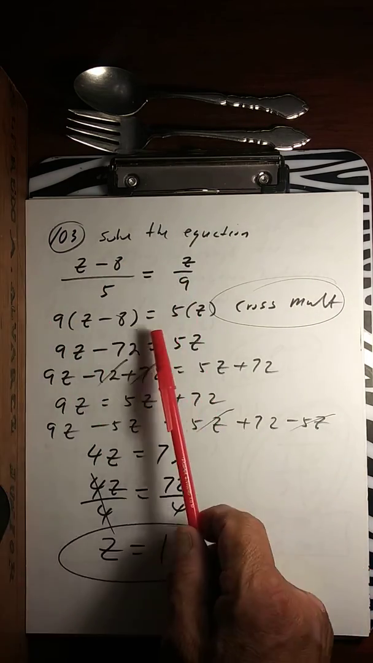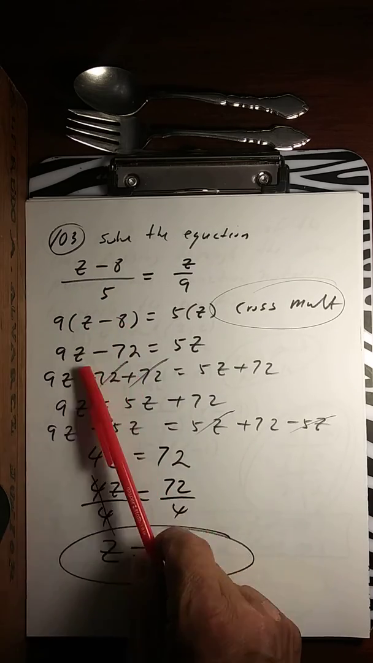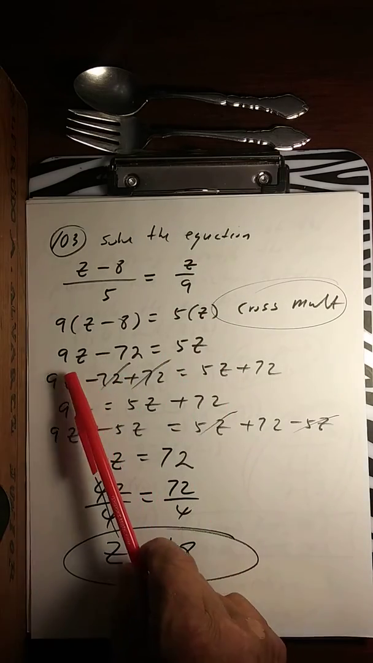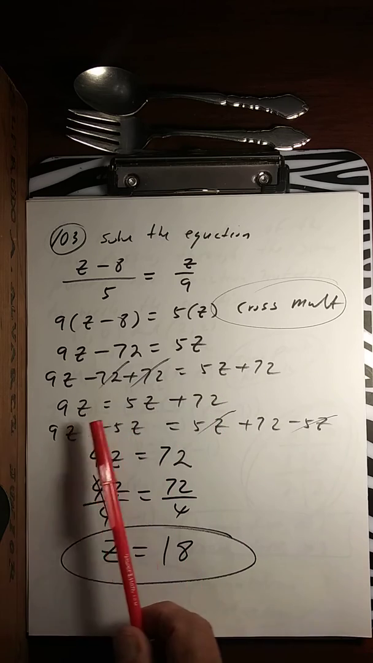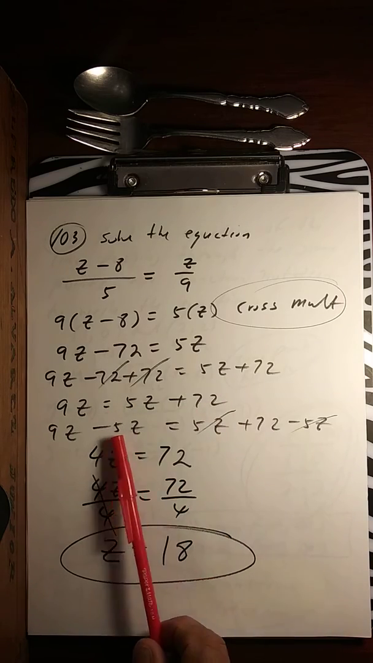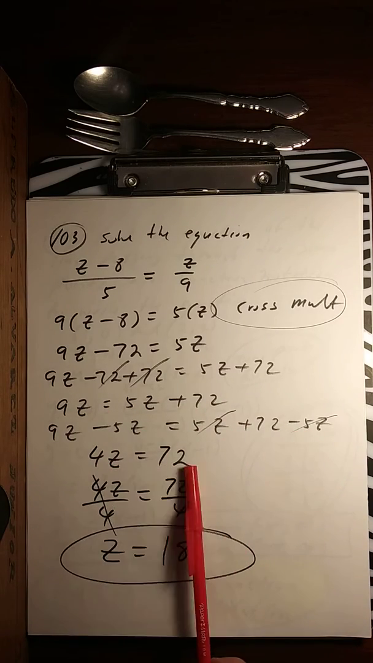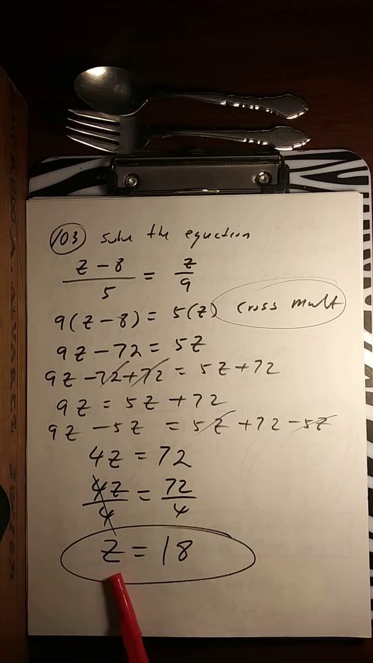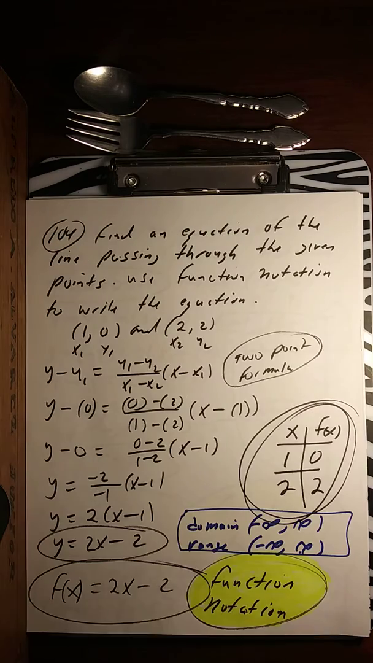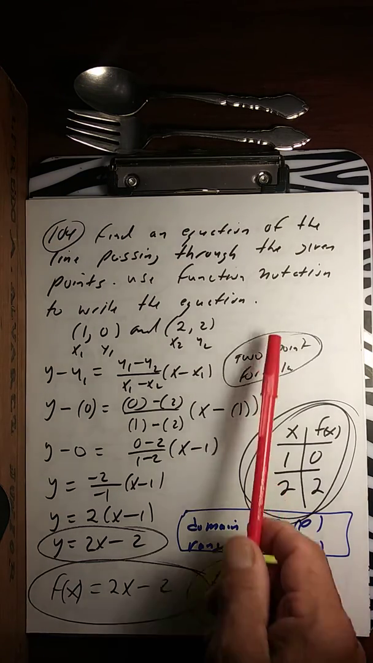Cross multiply these. This times this, 9 times that, 9 times that, that times that, 5z. So add 72, add 72. So 9z equals 5z plus that. Minus 5z, minus 5z. So 4z is 72. Divided by 4, divided by 4. So z is 18.